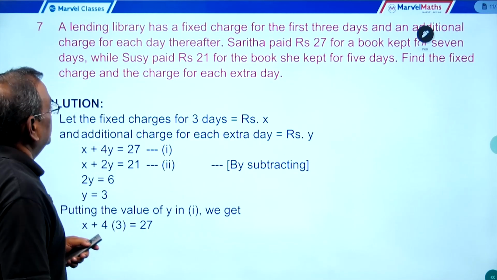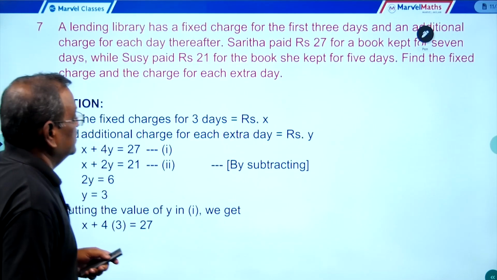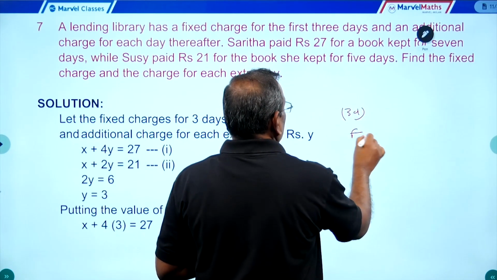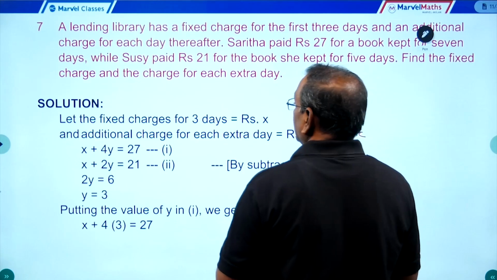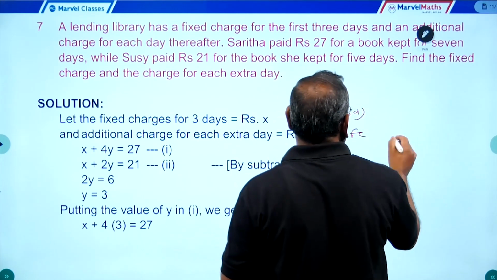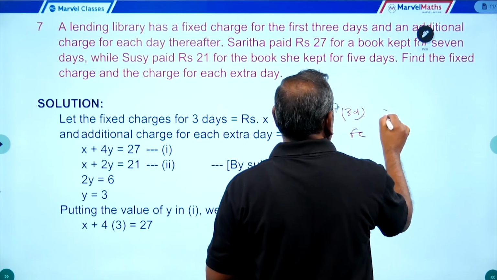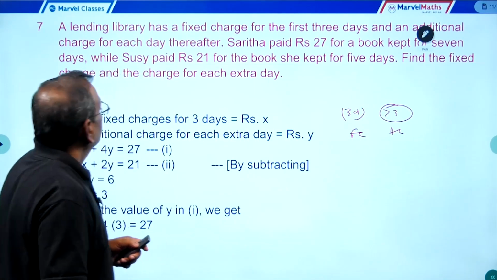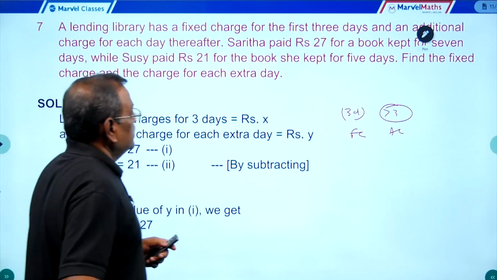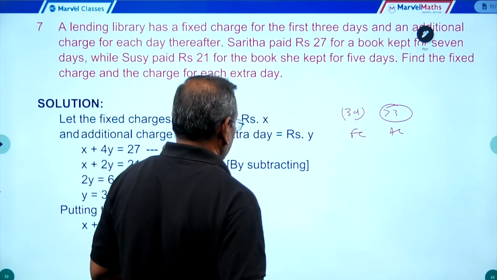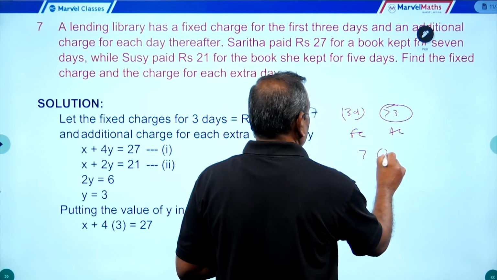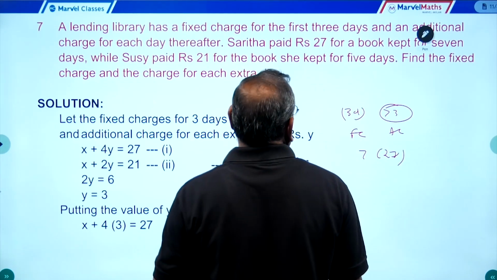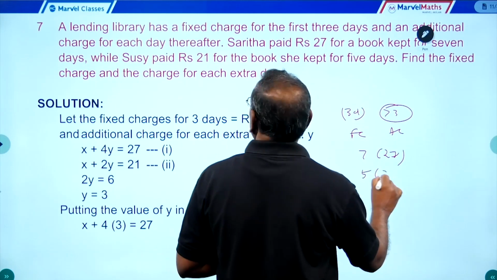A lending library has a fixed charge for the first 3 days, and additional charges thereafter, after 3 days. Sarita paid 27 rupees for 7 days, and Susi paid 21 rupees for 5 days.